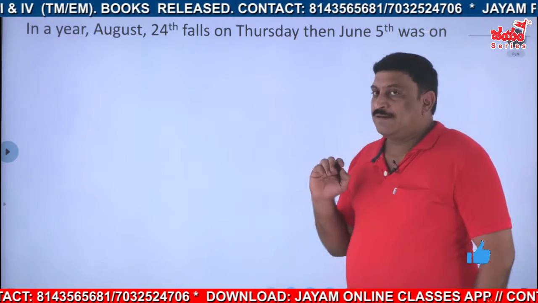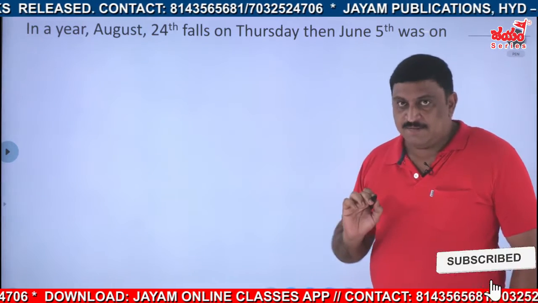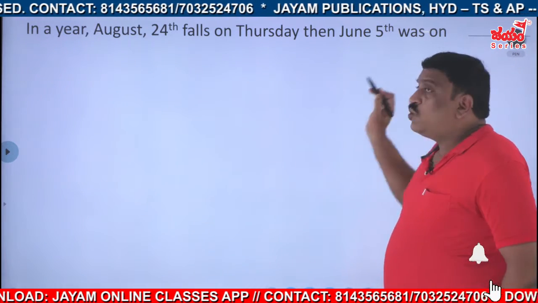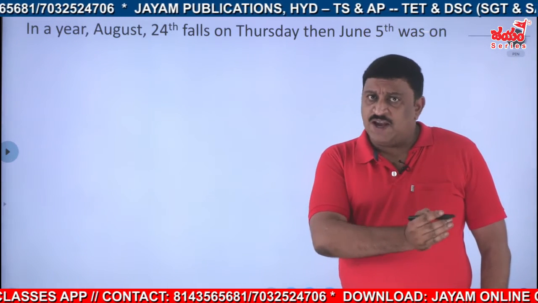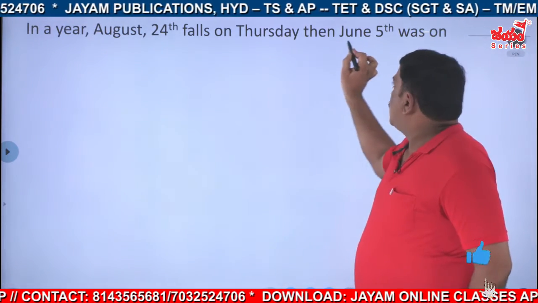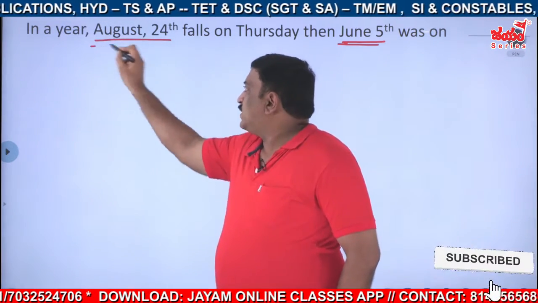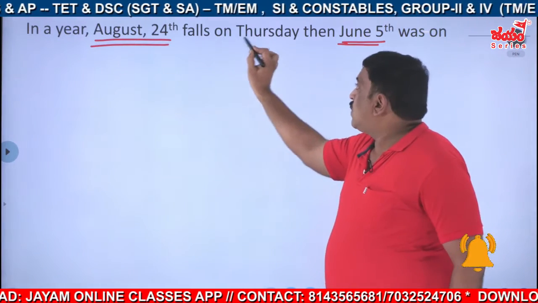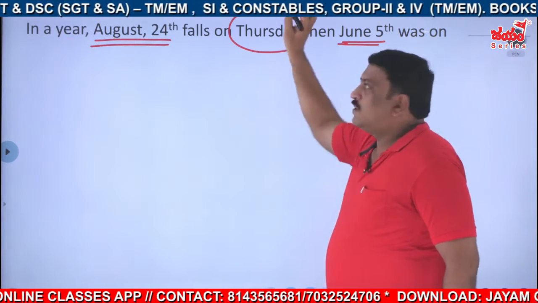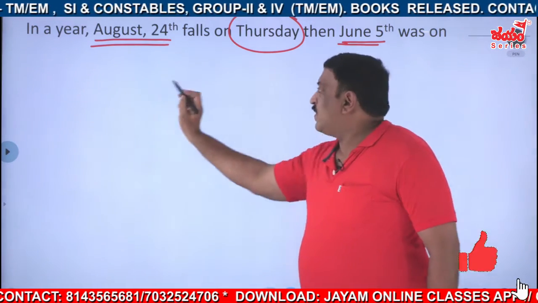In a year, August 24th falls on Thursday. Then June 5th was on which day? Again, this is finding the previous day. Which one is previous? June 5th is previous and August 24th is given. August 24th is already given as Thursday. So, for June 5th, you write the previous one.